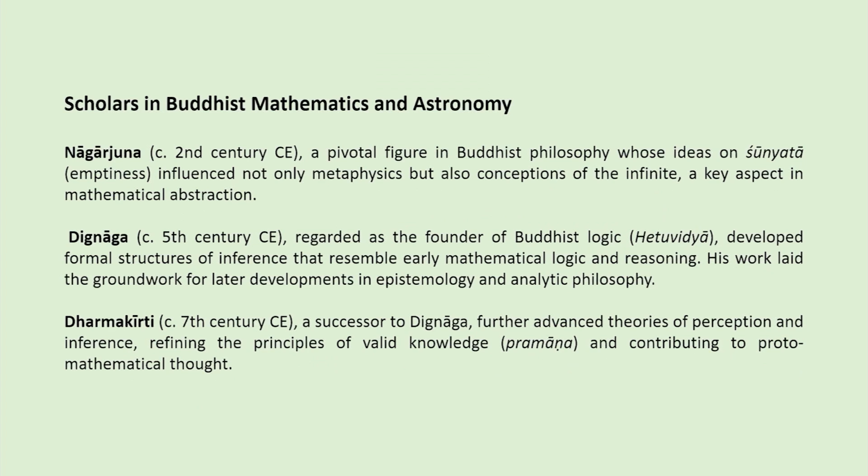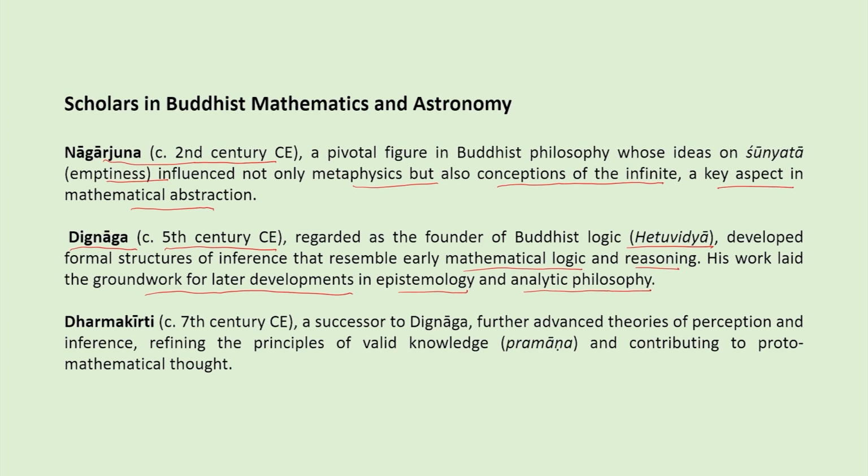Now, scholars in Buddhist mathematics and astronomy. The first name, which is very significant, is Nagarjuna, 2nd century CE, a pivotal figure in Buddhist philosophy whose ideas on sunyata, emptiness, influenced not only metaphysics but also the conception of infinity, a key aspect in mathematical observation and abstraction. The second name is Dignaga, 5th century CE, regarded as the founder of Buddhist logic. Hetu Vidya developed formal structures of inference that resemble early mathematical logic and reasoning. His work laid the groundwork for later developments in epistemology and analytical philosophy.